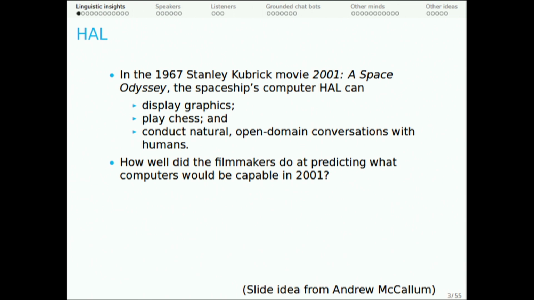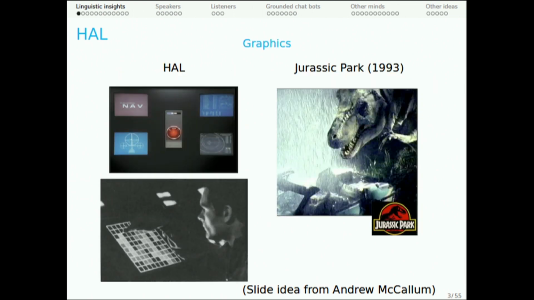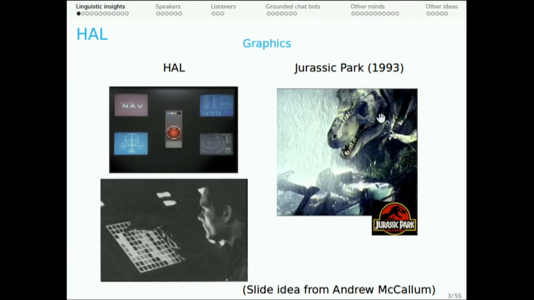So let's do those comparisons. For graphics, these are the graphics that they show for HAL. And in 1993, so even well before 2001, we had things like Jurassic Park. So this would be a case where the creators of this movie just dramatically failed to imagine how rich the future would be, right? It's kind of a failure of imagination that this is what computer graphics would be like, and this was the reality in 1993. Big gap. We made a lot more progress than expected, I guess.